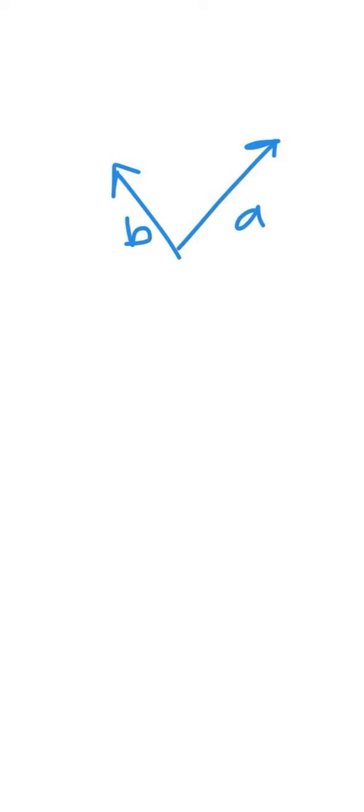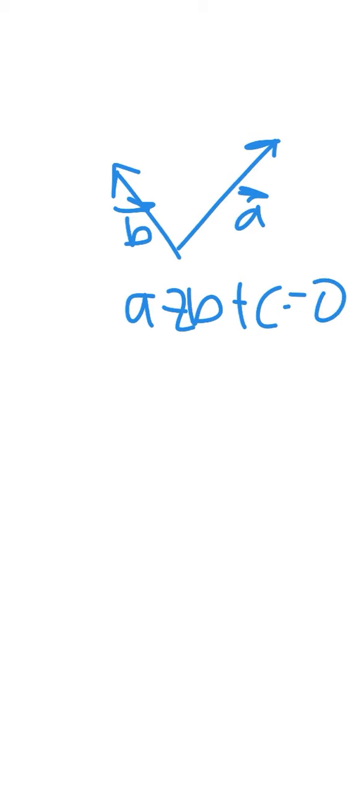Okay, so for question 10, we are given a vector b and a vector a, and we are asked to find a minus 2b plus c equals 0. So we're supposed to find the vector that satisfies c in this equation.